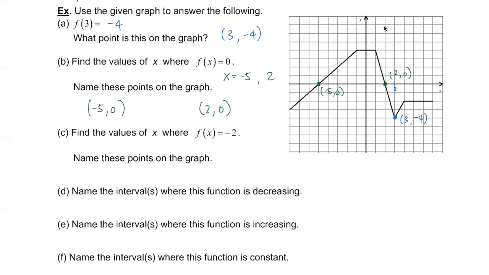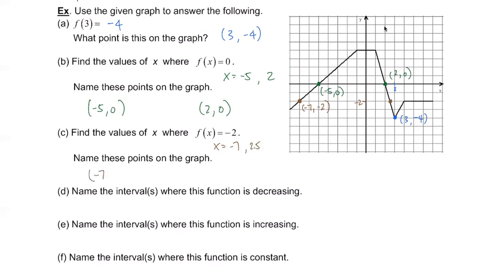Find the values of x where f of x is -2. So now this time the y value is -2. Let me use a different color of pen so that we can see that better. The y value is -2. Where is it? Well, I can see the first point right here already. This is -7, not 0, -7, -2. So x is equal to -7. What else? Right here, this is 2.5.